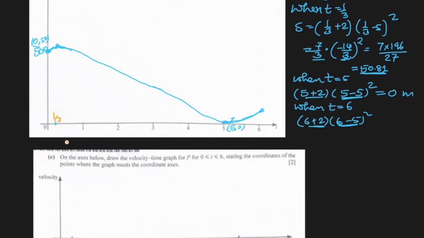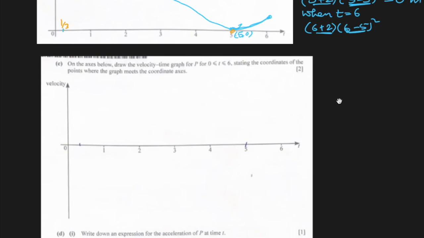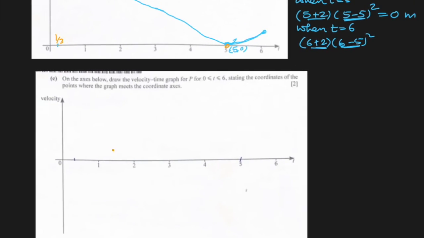At 1 over 3, it will be 0. And at 5 also, it will be 0 because it is turning. Whenever a particle turns, its gradient is 0. That means velocity will be 0. So at this, it is 0. At 5, it will be 0. And nothing else.